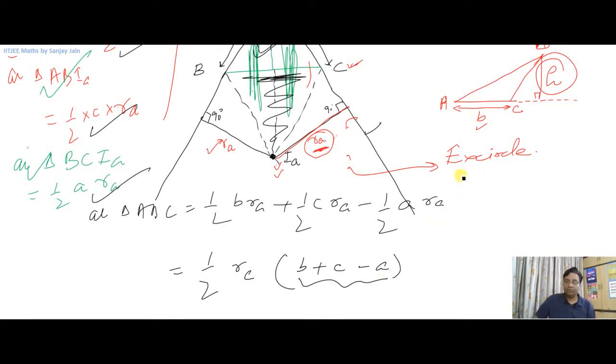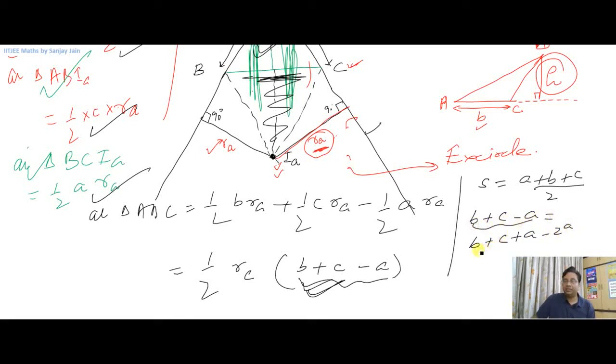How? Because you already know that semi-perimeter is nothing but A plus B plus C by 2, right? So if you know about the semi-perimeter, then you can think about this expression, which is nothing but b plus c minus a. You can think about it like this: b plus c plus a minus 2a. This is twice of semi-perimeter minus 2a. This is 2s minus 2a.